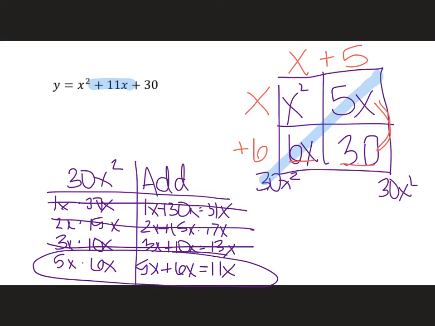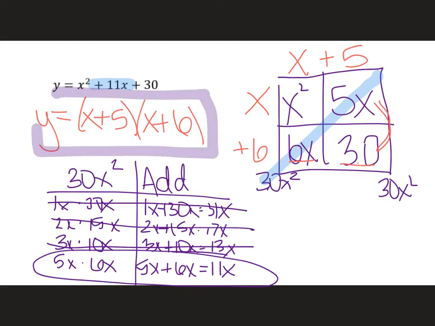So now I can say that the original factored form, the two binomials that created this trinomial, would have been x plus 5 times x plus 6. So that would be our factored form.